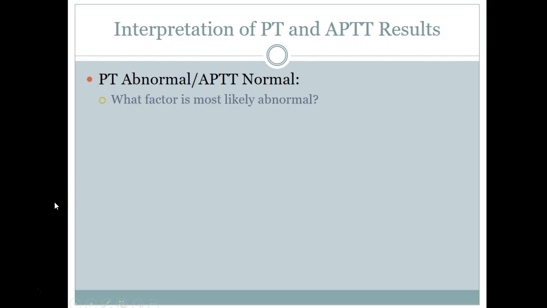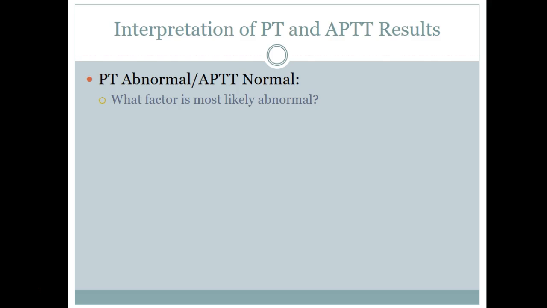Okay, so let's go through a few little interpretations. If you have a prothrombin time that's abnormal, meaning it's prolonged, and a normal APTT, what factor do you think is most likely abnormal here? If you know your pathways, you will know that the only thing that is not in the intrinsic APTT world is factor 7. 7 only belongs to prothrombin time. So it is only factor 7 that could be abnormal here.